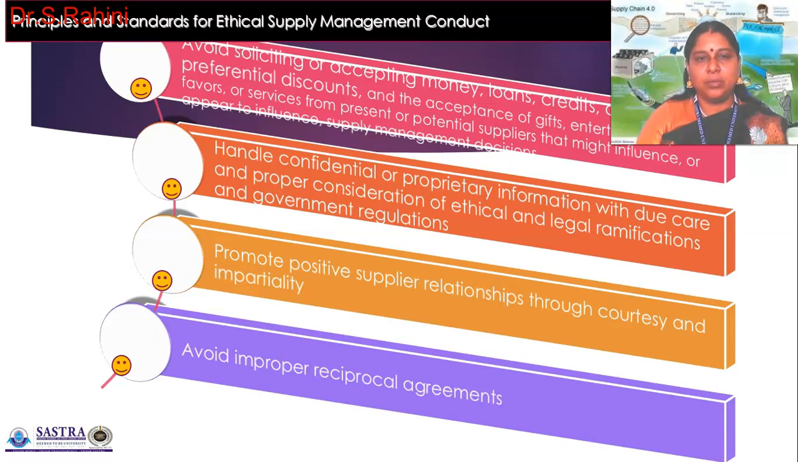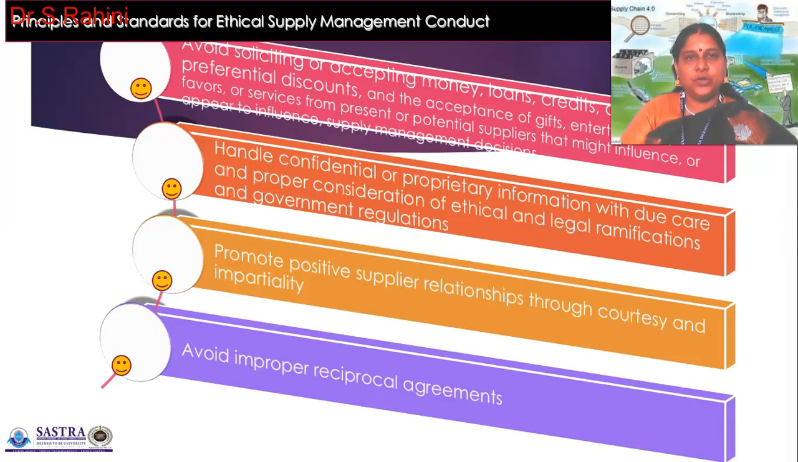Suppose a manufacturer tells you that if you sell 1,500 lots, you will be given a coupon to go to Singapore. That will create a lot of attraction, but that is not the right way to decide your supply chain or your standard of making the supply. And handle confidential and proprietary information with due care and proper consideration of ethical and legal ramifications, and government regulations. Online frauds, we know about it. So the fund transfers.